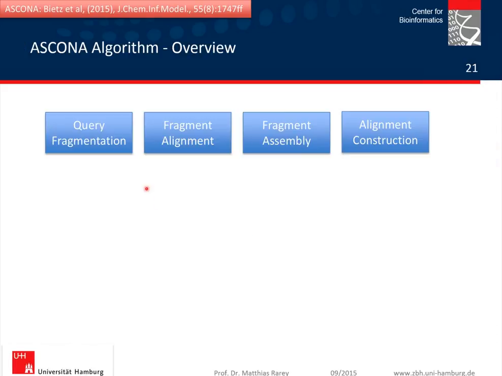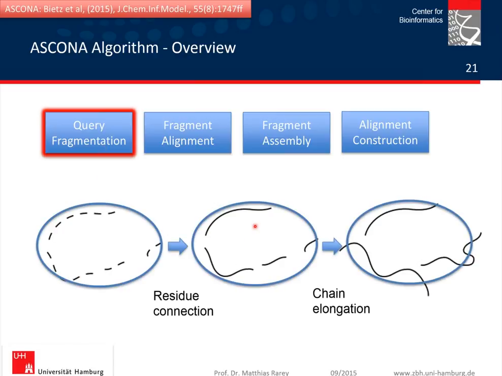So ASCONA has about 4 phases here. The query, the protein binding site you start with, will be fragmented, brought into smaller pieces, and the pieces are connected to larger amino acid chains which are in the binding site. The blue ellipse here describes the binding site. From there, we elongate these chains a little bit to make it easier to align them into the structure. Then comes the fragment alignment step. There's something specific about it, but it's not so interesting.